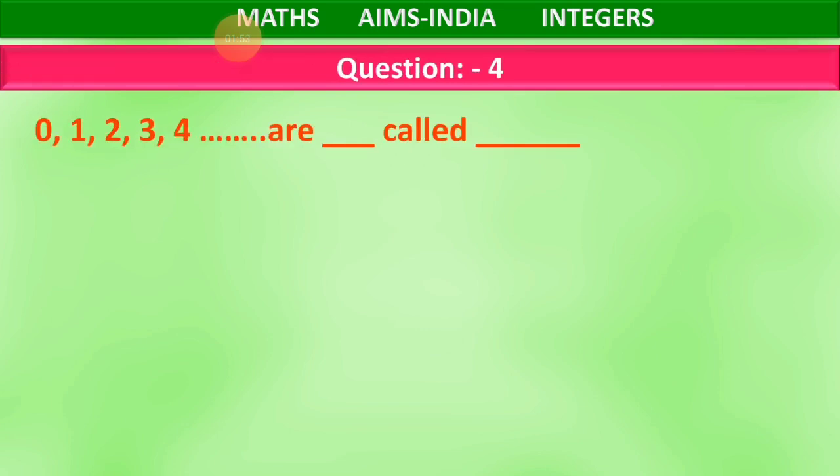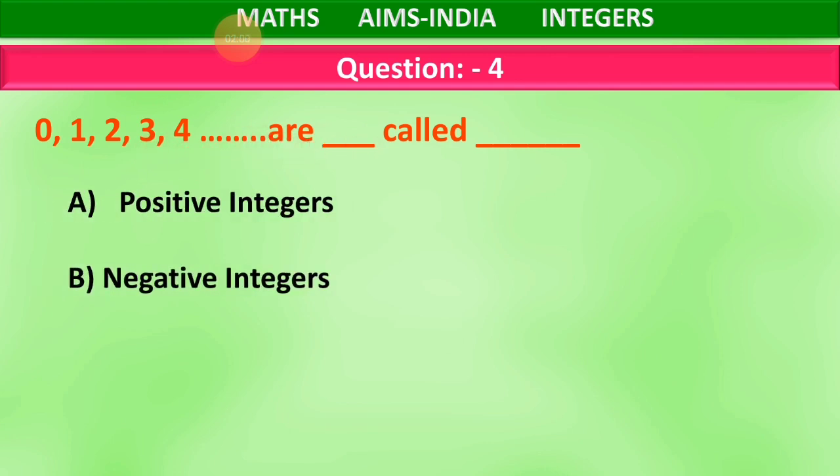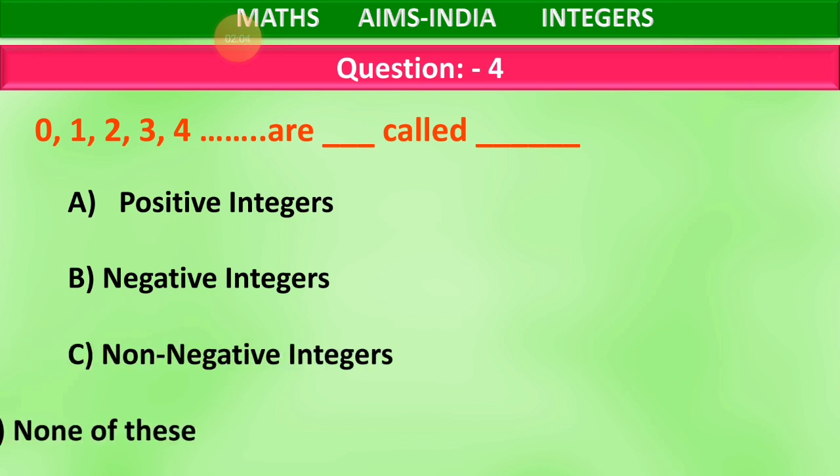Question number 4. 0, 1, 2, 3, 4 and so on are called dash. A. Positive integers, B. Negative integers, C. Non-negative integers, D. None of these. What are these?